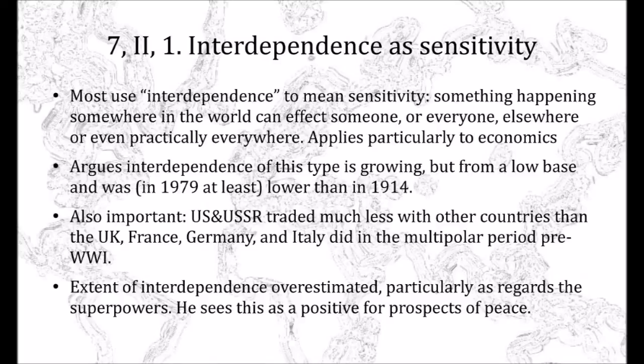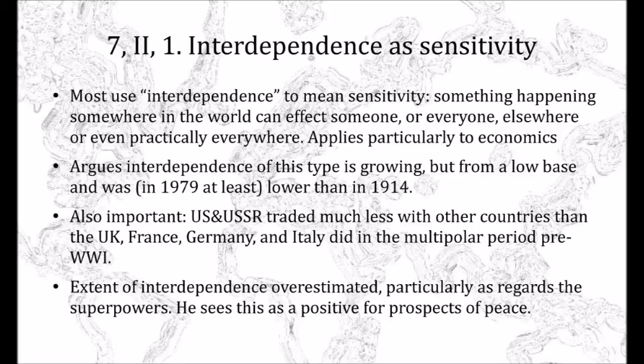Now he argues that most people use interdependence to mean sensitivity. Most people use it to mean something happening somewhere in the world can affect someone or everyone elsewhere or even practically everywhere, particularly in economics. And this is what we think of when we think of economic globalization. A small shift in a market in Asia can cause people to lose money in New York and can cause shops to close. The economic crisis of 2008-9 spread throughout much of the world.